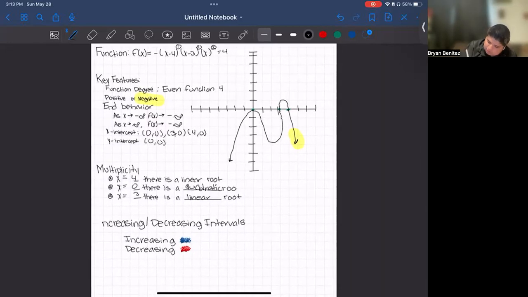And then we can find the increasing and decreasing intervals. So it's increasing all the way to 0. It decreases all the way to 4. It increases all the way up to 3. And then it decreases again all the way down.